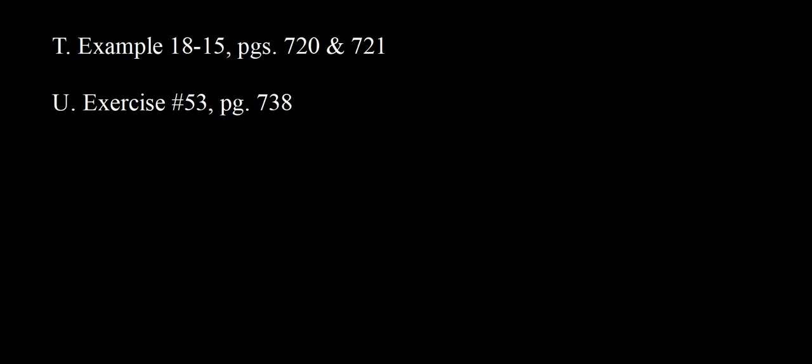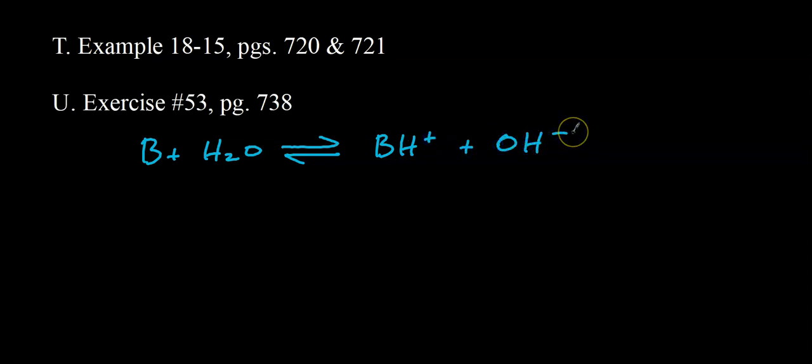So this is a base, but unless you want to look up its formula, you can just write a generic formula. The generic formula for an acid we write as HA or HX. The generic formula for a base we can write just as B. When we write this, again, think Bronsted-Lowry definition. A Bronsted-Lowry base is a proton or hydrogen ion acceptor. So we're going to get HB plus or BH plus, either way is fine, and OH minus. All right, go ahead and finish that one and check back in just a minute when you're done.